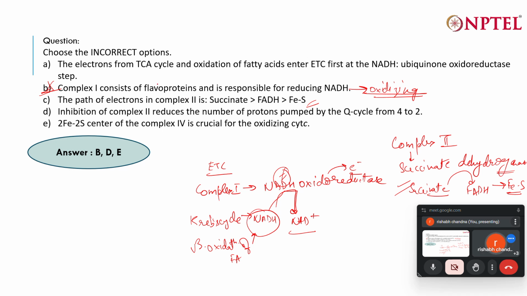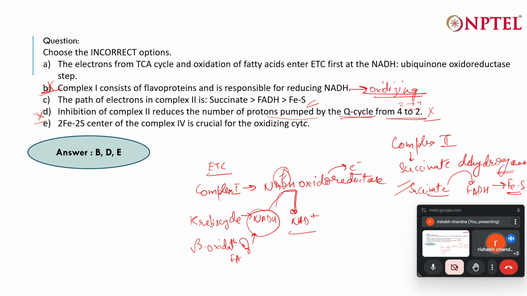So this is correct. Then inhibition of complex 2 reduces the number of protons pumped by the Q cycle from 4 to 2. No, this is false. Okay, because succinate dehydrogenase does not have any link with the Q cycle. Complex 3 is actually linked to the Q cycle. So that actually increases the number of protons from 2 to 4 in complex 3. Okay, so this is false.